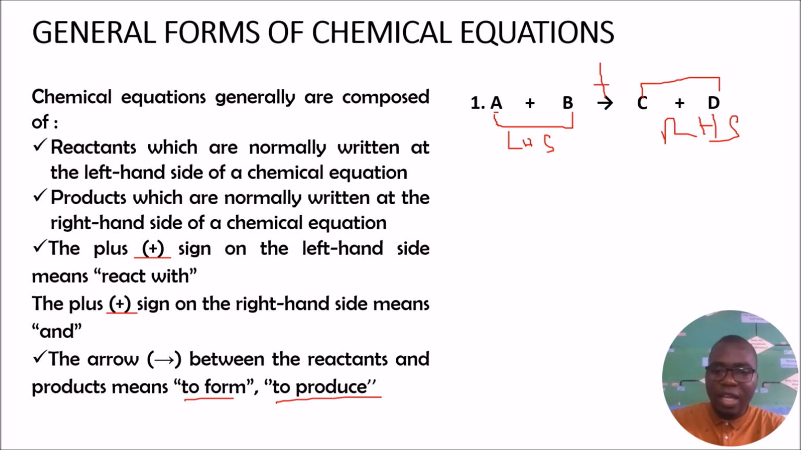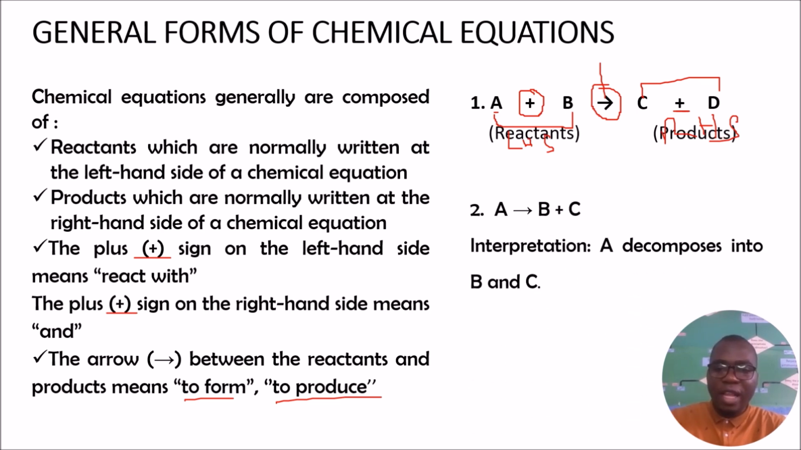And these sides are determined by the arrow. And as you've read, this arrow means to form, to produce. Then the plus, when it's on the left, it simply means reacts with. The same plus, when it's on the right-hand side, it simply means and.